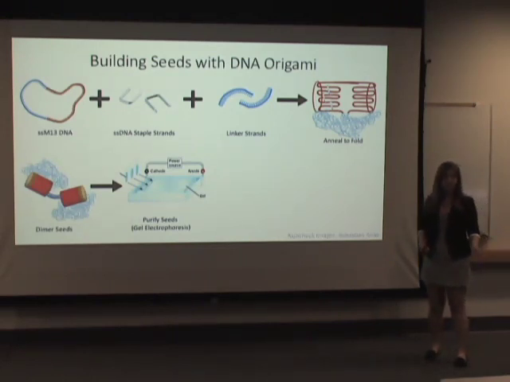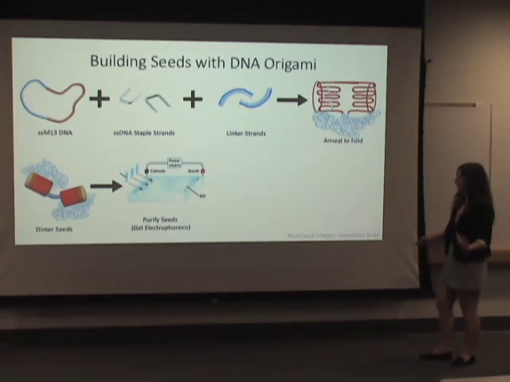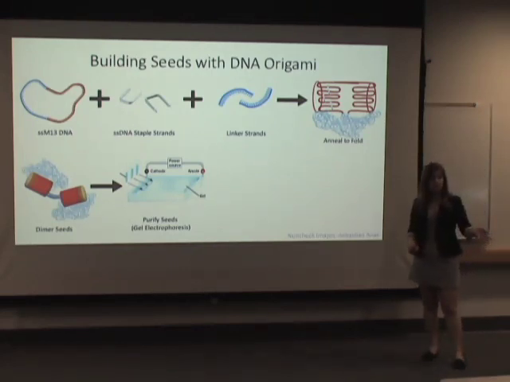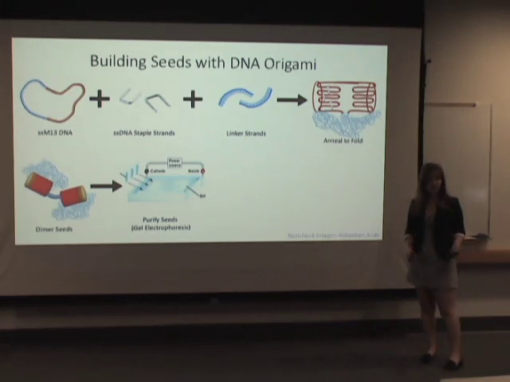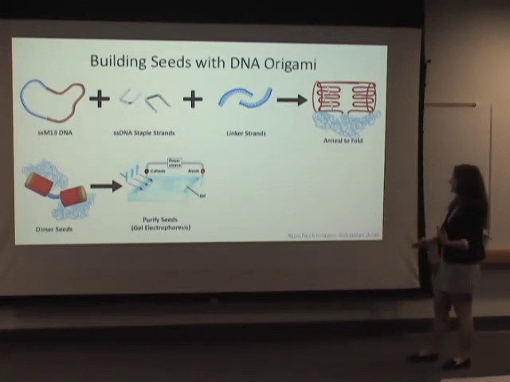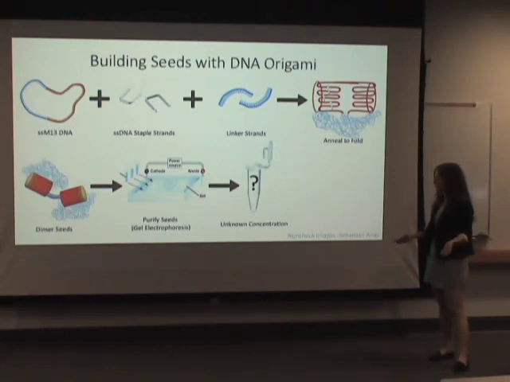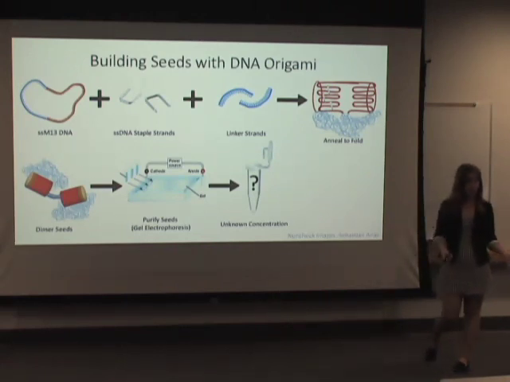Now, DNA is negatively charged, so it'll flow towards the positive end. But the smaller pieces will flow faster through the pores of the gel, while the larger pieces will get stuck and move slower. And this is a good way for us to filter out any excess staple strands or seeds that didn't dimerize. So now we have our purified seeds, but we have no idea how concentrated they are.